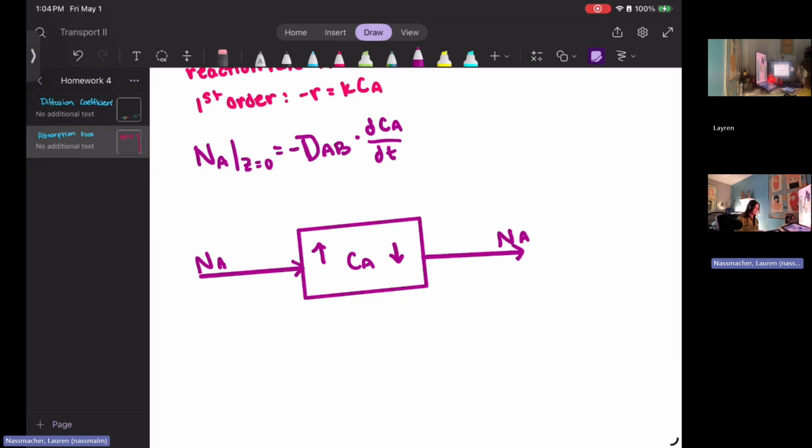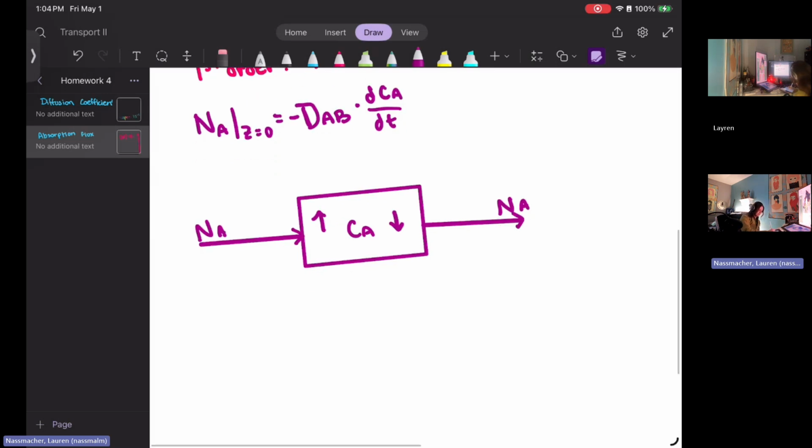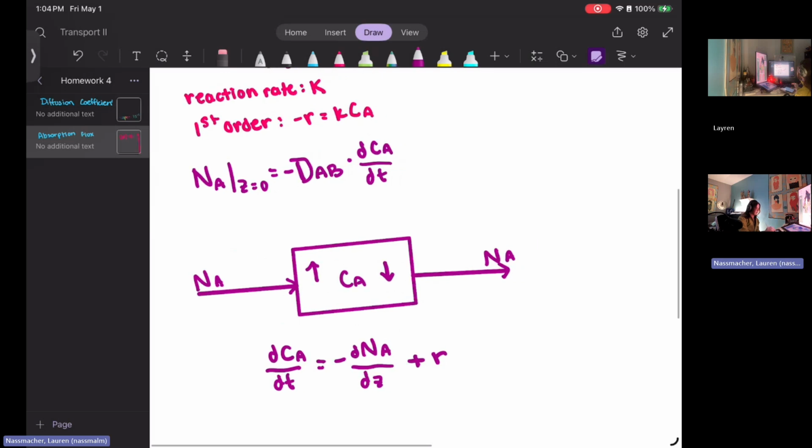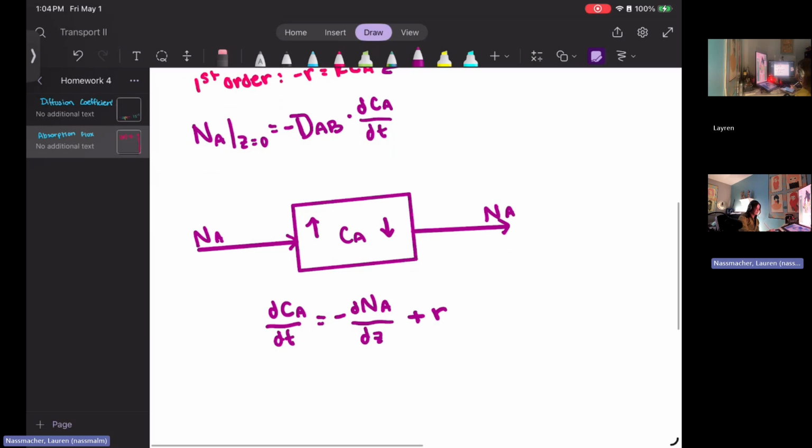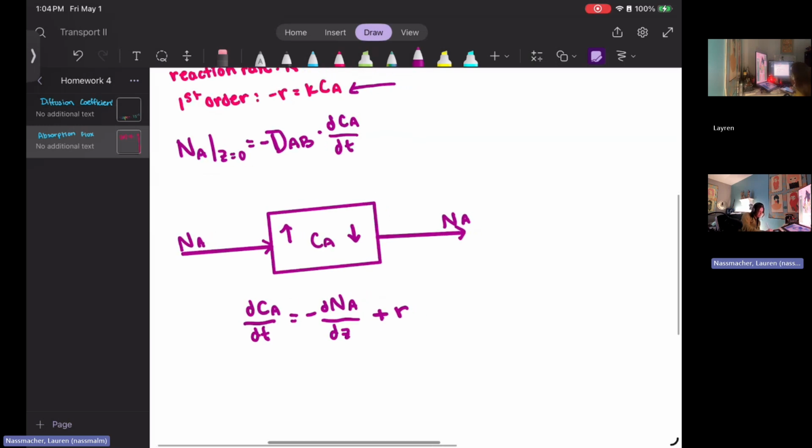So we're going to have a negative sign for our diffusion coefficient. Additionally, we can create another equation. The change in our concentration with respect to time is equal to negative the change in our molar flux with respect to distance, because we're moving from high to low concentration, plus our reaction rate, since there is a reaction going on. Now we know that our first order reaction rate is equivalent to this equation, so we can plug that into the one that we just derived.